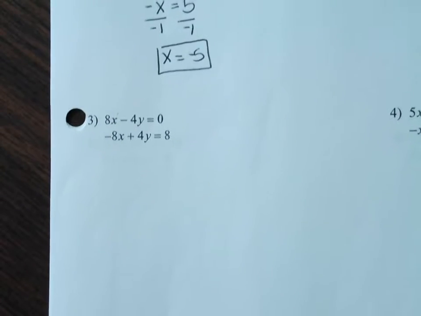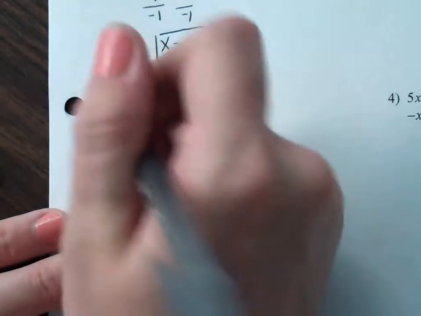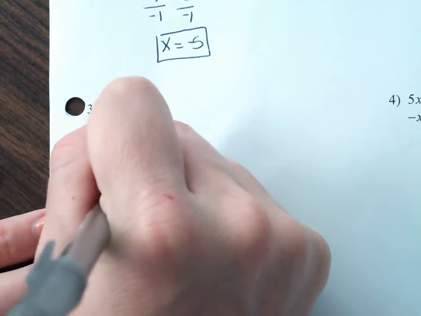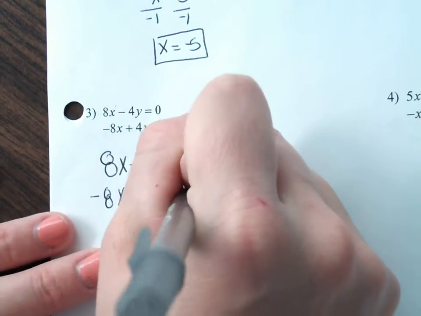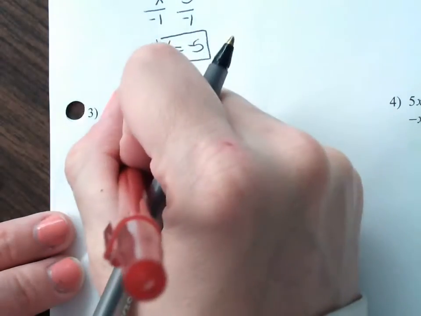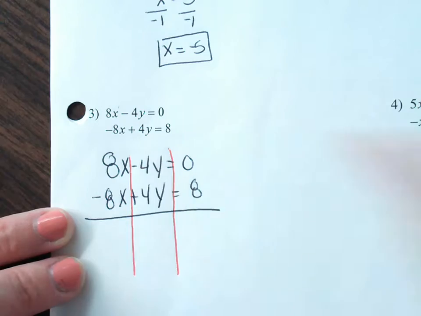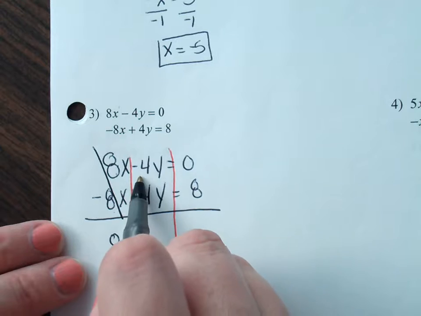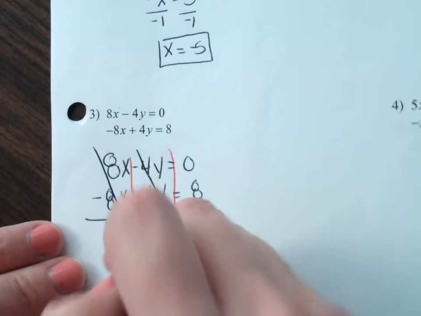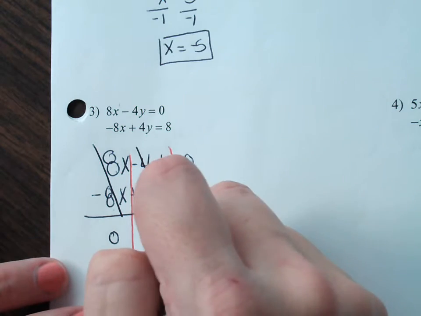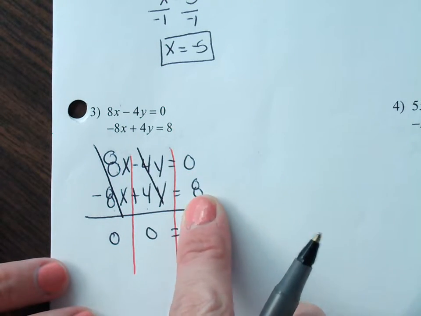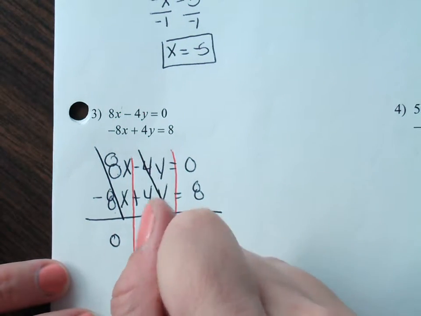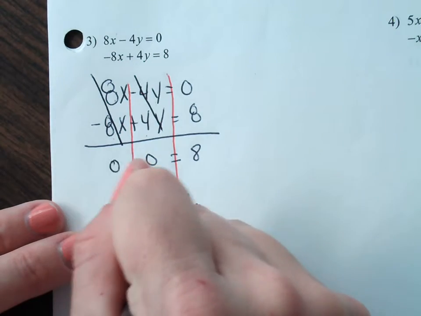Alright, example 3. 8x minus 4y equals 0, and negative 8x plus 4y equals 8. So again, I'm going to make my columns. Positive 8x and negative 8x cancel to 0. Negative 4y and positive 4y also cancel to 0 when I total up my columns. And 0 and 8 total to be 8. So I have 0 equals 8. 0 does not equal 8. So that is a no solution.